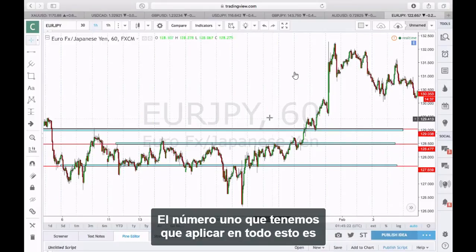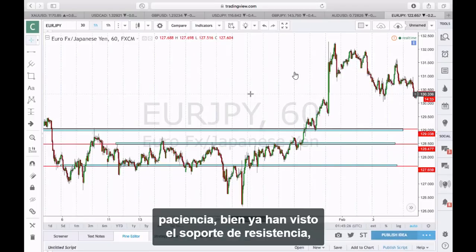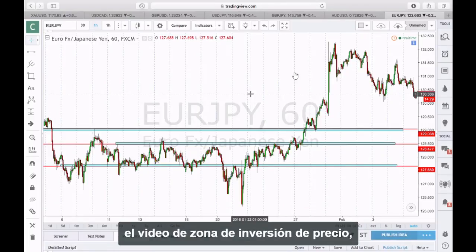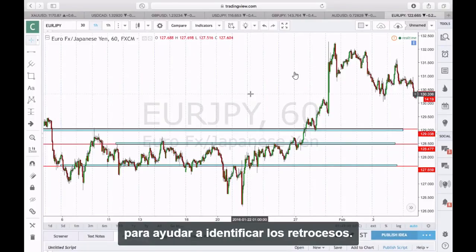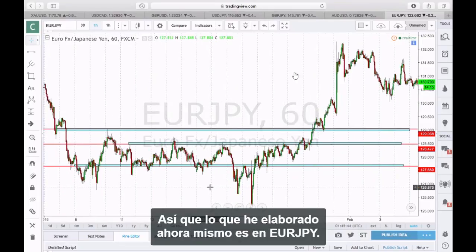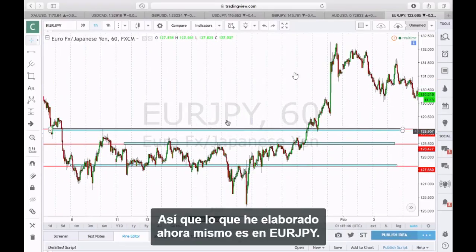Number one that we have to apply into this whole thing is patience. You guys have already watched the support and resistance and the price reversal zone videos, so we're going to utilize those two visual tools, those confirmations, to help with identifying the pullbacks. So what I have drawn up right now is on EUR JPY.